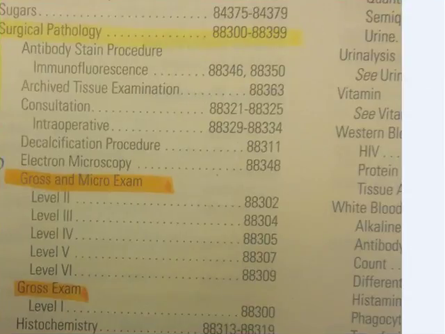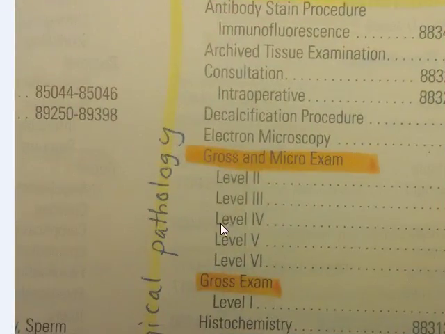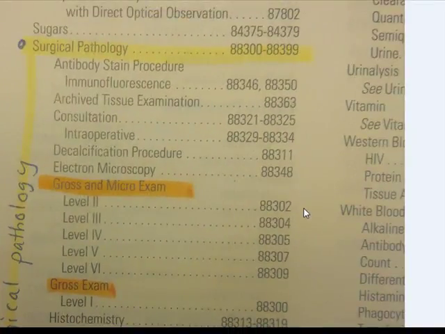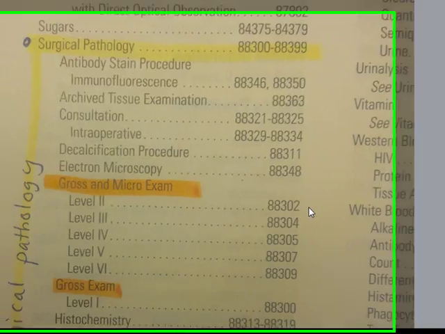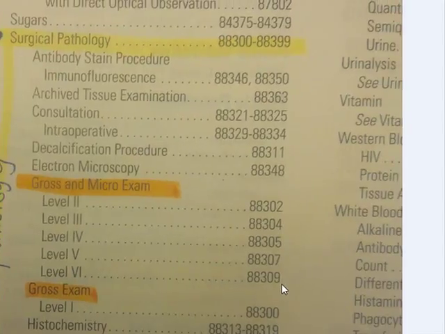You can see here that under gross and micro exam, there's level 2 through level 6, and I always just go to the first level unless you have memorized what each level contains in its description. Level 1 is just a gross exam, so we won't go there. We want to make sure that we go under the gross and micro exam, 88302 to 88309. So let's turn there in our CPT manuals.